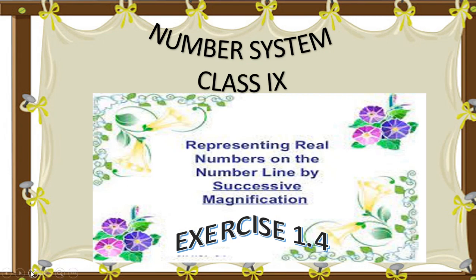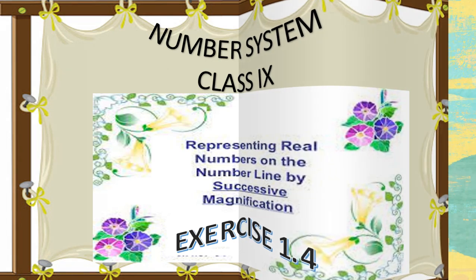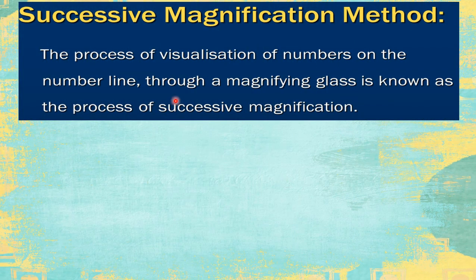Hello student, today's session we are going to learn how to represent the real numbers on the number line using successive magnification for exercise 1.4. So let us start. First of all, we should know what is the meaning of successive magnification. It is the process of visualization of numbers on the number line through a magnifying glass, known as the process of successive magnification.